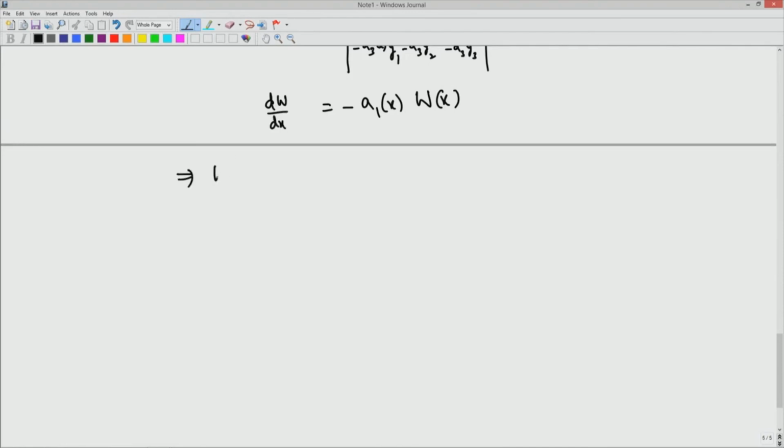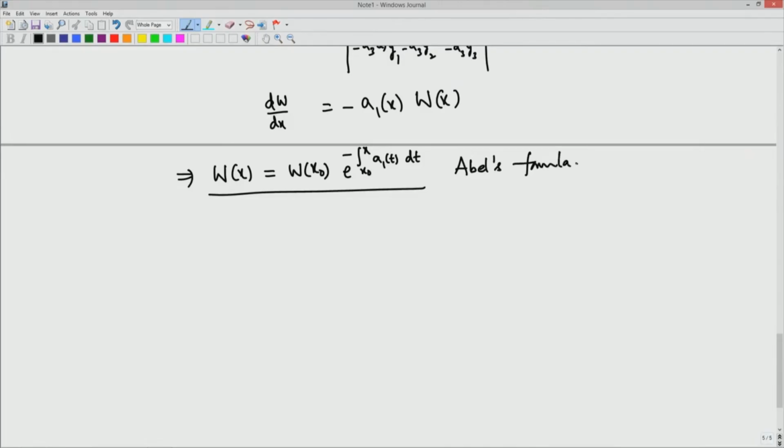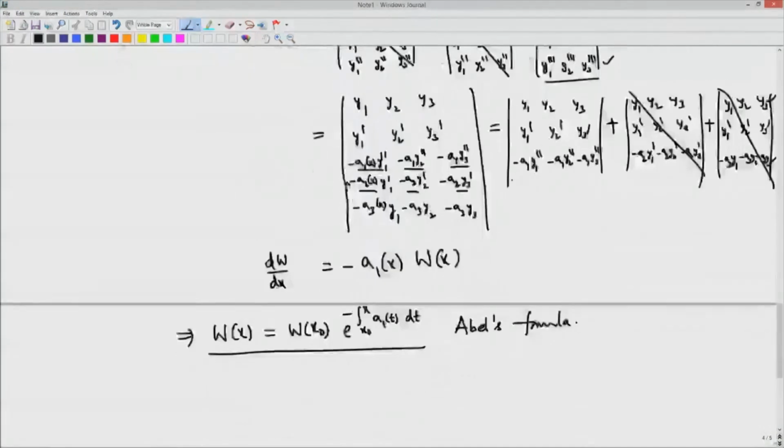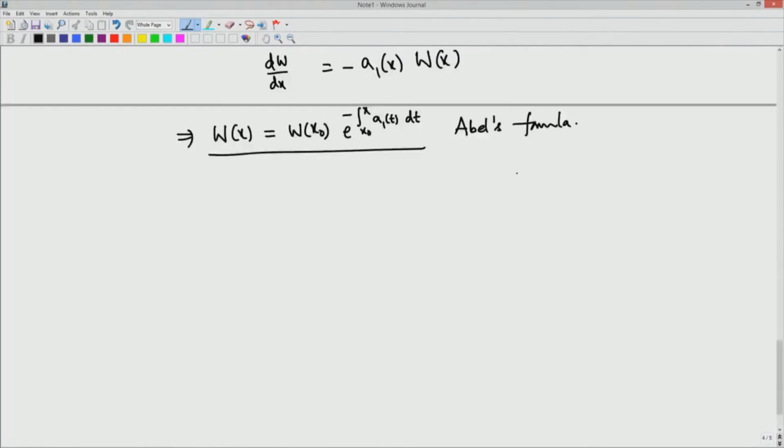So this implies Wx equals, like earlier, you integrate from x naught, where x naught belongs to the domain of the differential equation. So you have W at x naught times e power minus integral from x naught to x of a1 of t dt. So this is your Abel's formula. This is your Abel's formula for the third order linear homogeneous equation. If you know y1, y2, y3 are three solutions, this is what you will get. This Wronskian you can write like this.